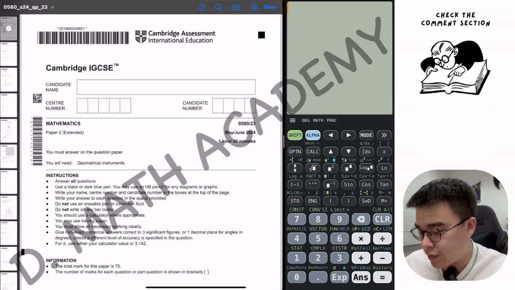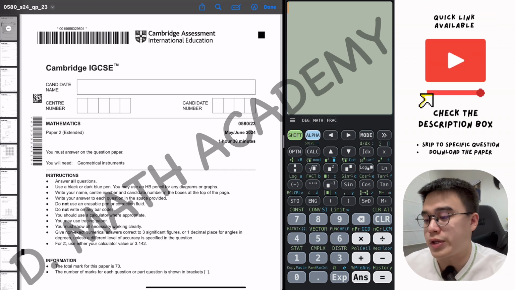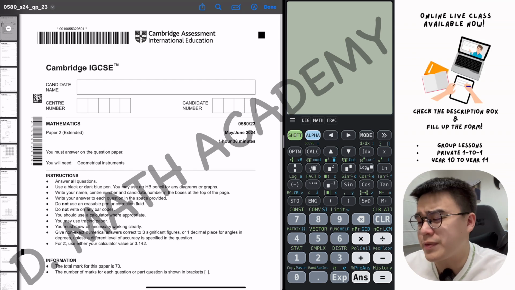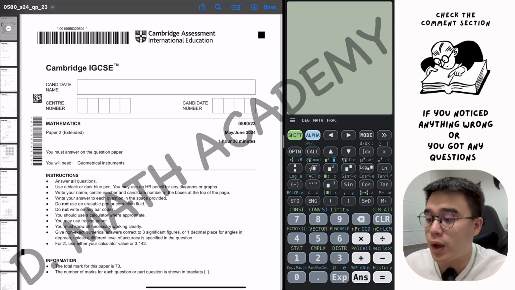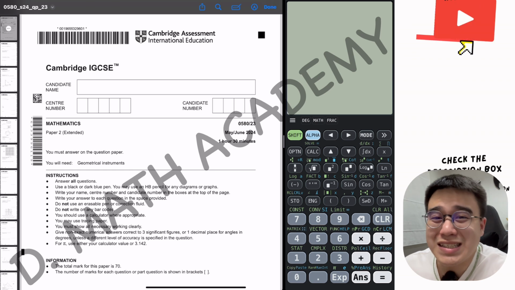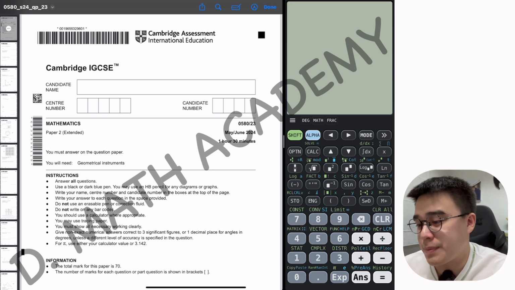Today the paper that we are reviewing is the May-June 2024 Set 23. The results just came out a couple of days ago, and I think the majority of my students did quite well. So I'm going to go through and see what kind of questions were set in this paper.